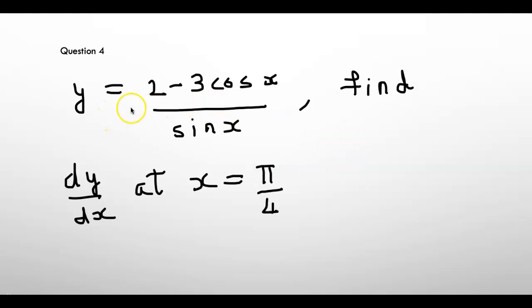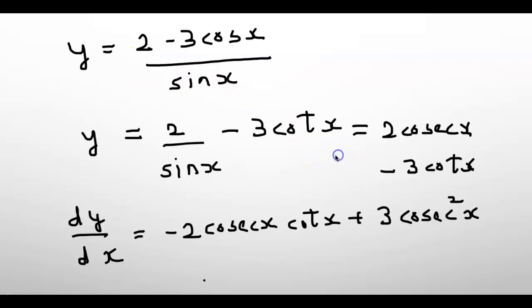Next question, if y equal to (2 minus 3 cos x) by sin x, find dy by dx at x equal to pi by 4. I think I've got the numbering of the questions wrong, but it doesn't matter. So I can simplify this to 2 by sin x minus 3 cos x by sin x, which is cot x, that is 2 cosec x minus 3 cot x. So dy by dx will be 2 into the derivative of cosec x, which is minus cosec x cot x, and the derivative of cot x is minus cosec squared x, so minus minus will give you plus, you have a 3 here, cosec squared x.